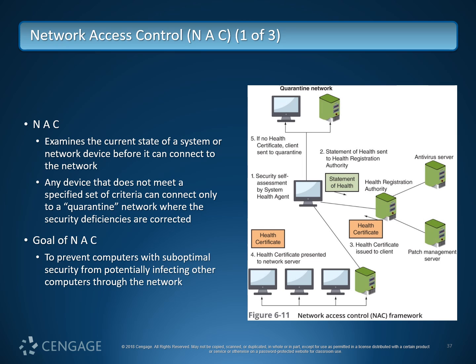So this is any device trying to connect, be it phone, tablet, desktop, laptop, still has to go through the same process. So that means that it has to be SHA compliant or NAC compliant to be able to get into the network at all. Even if the device is perfectly safe, which is a very dangerous statement to make, if it is not able to process the statement of health certificate through the authority, it will not be allowed to connect. The goal of NAC is to prevent computers with suboptimal security from potentially infecting other computers throughout the network.